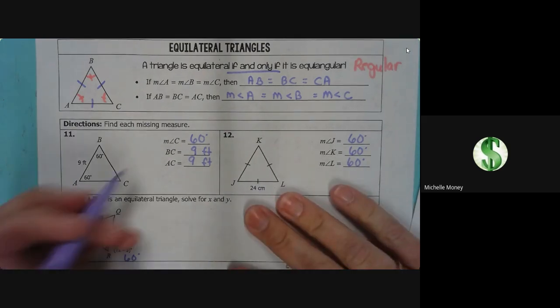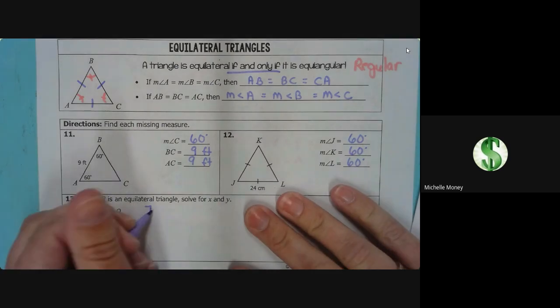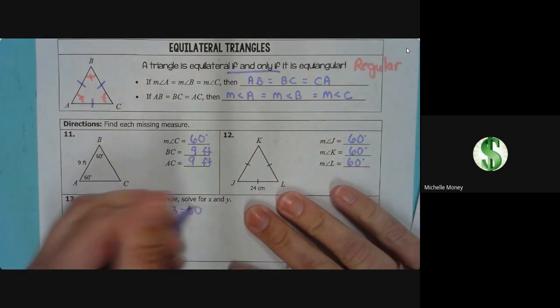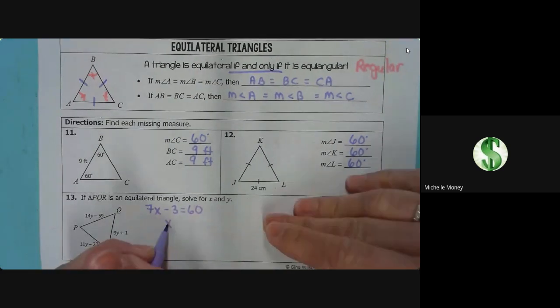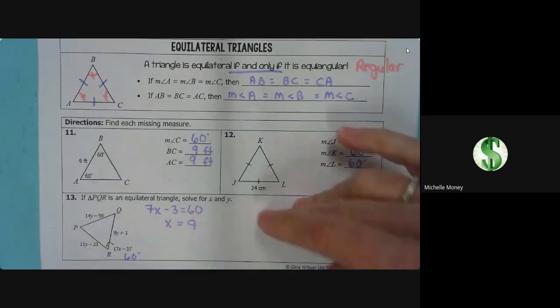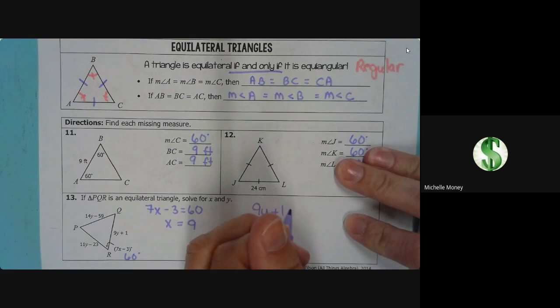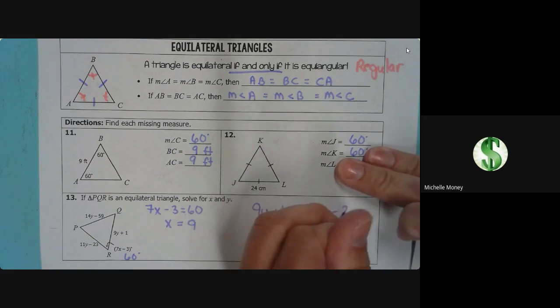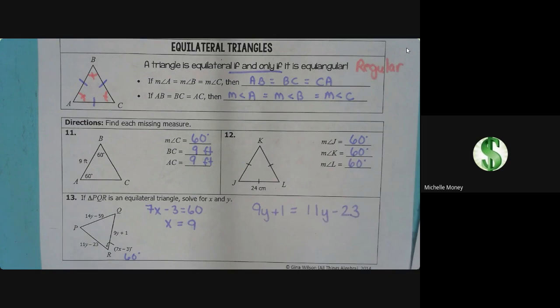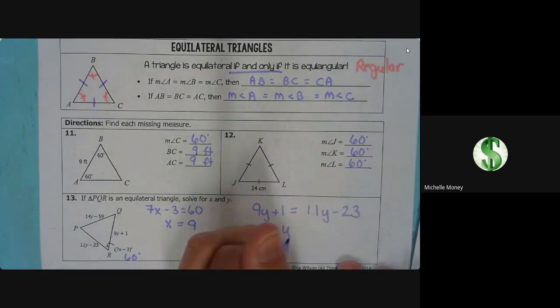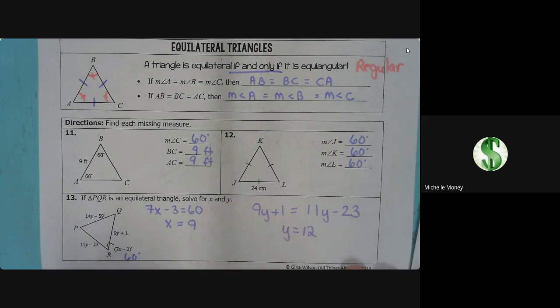Okay, so to solve for x, we could do 7x minus 3 equals 60. So we're going to get x equals 9. Now the sides, there's 3 different sides. You can choose any 2 you want and set them equal to each other. So 9y plus 1 equals 11y minus 23. And you guys were doing this the other day as well. You were just setting them equal. So we get y equals 12. Again, they might ask you for side lengths. You could plug them back in.